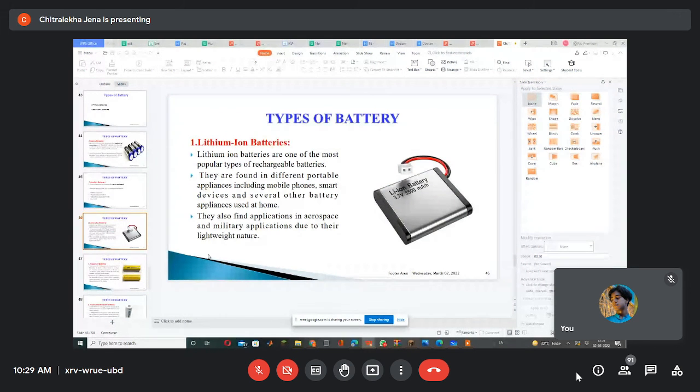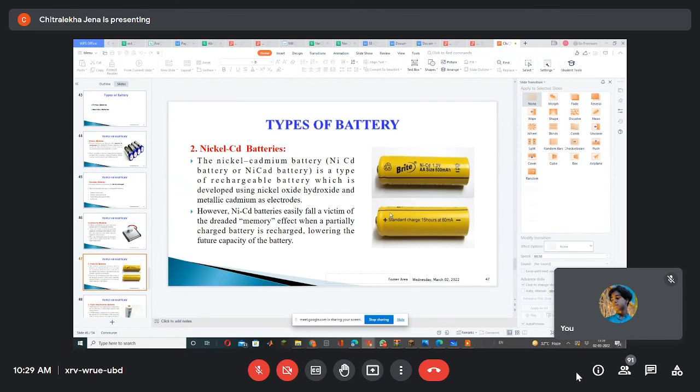See, this is the lithium ion battery. Where are we using this? It is very light in nature. They are used in mobile phones, in smart devices, and other battery appliances used at home. This type of battery is your lithium ion battery.